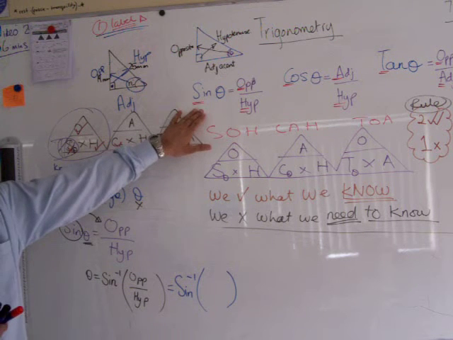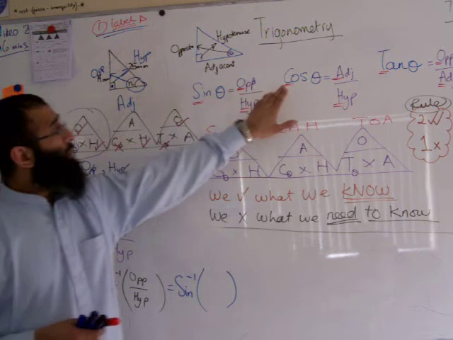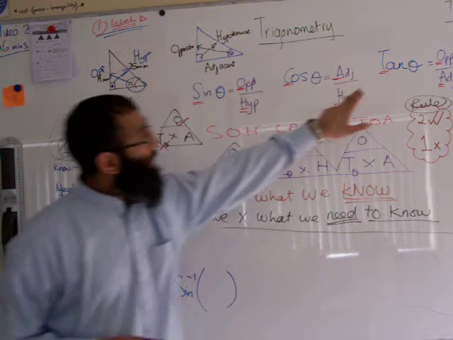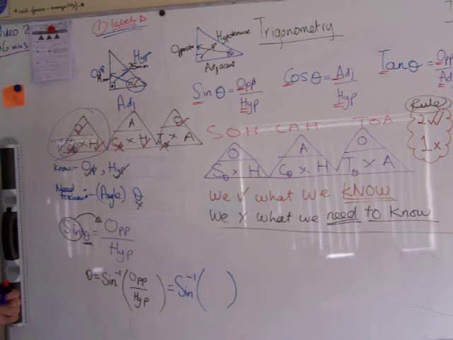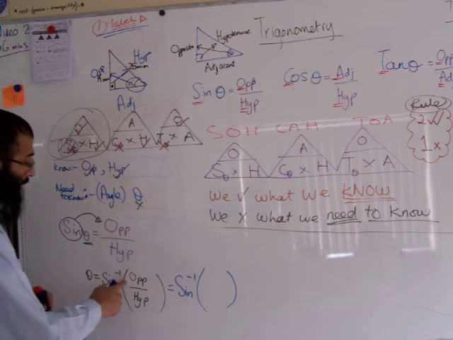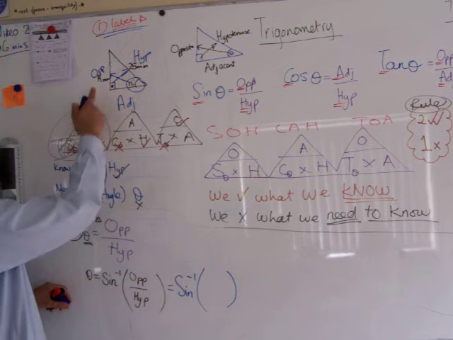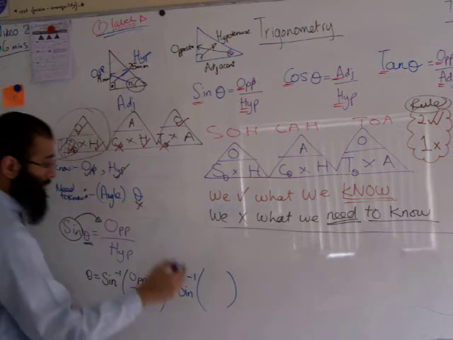Even though it's written as sin, we pronounce it sine. Cos is cosine, and tan stands for tangent. People think, why am I saying sine when it's written sin? It's just a shorthand. Opposite and hypotenuse, what's opposite? 19. Hypotenuse is?